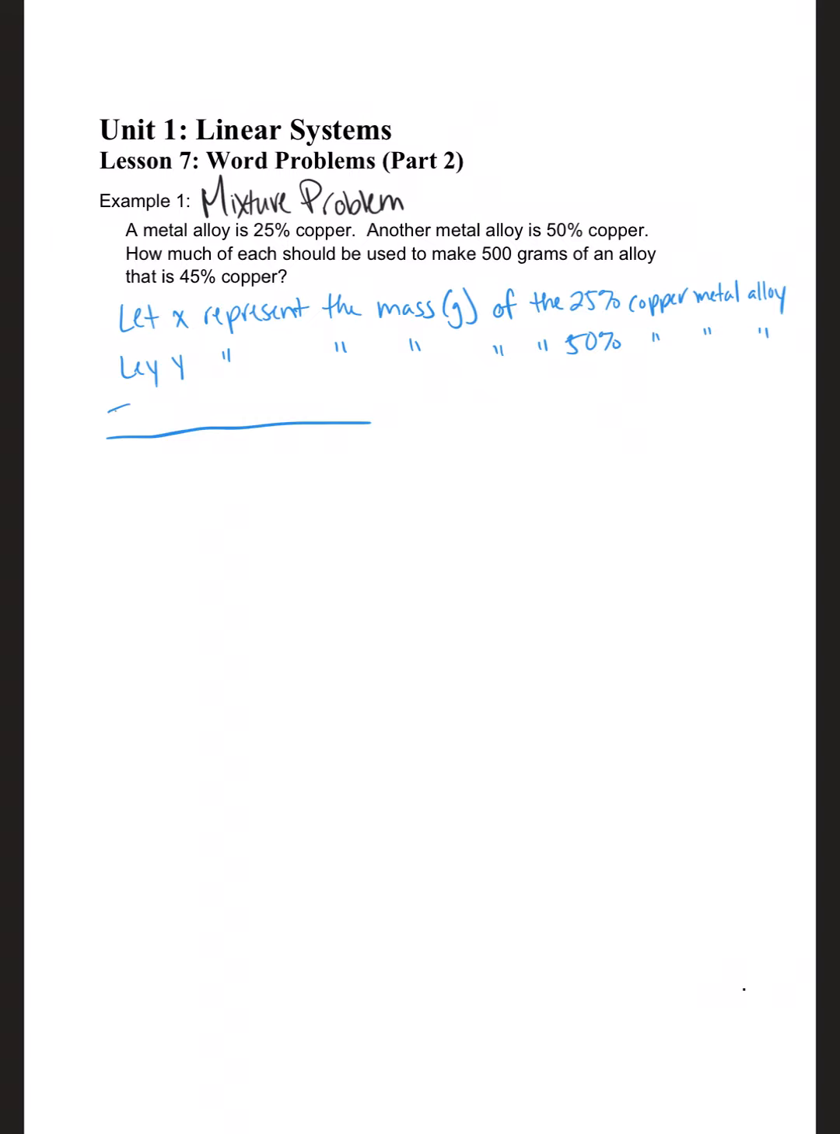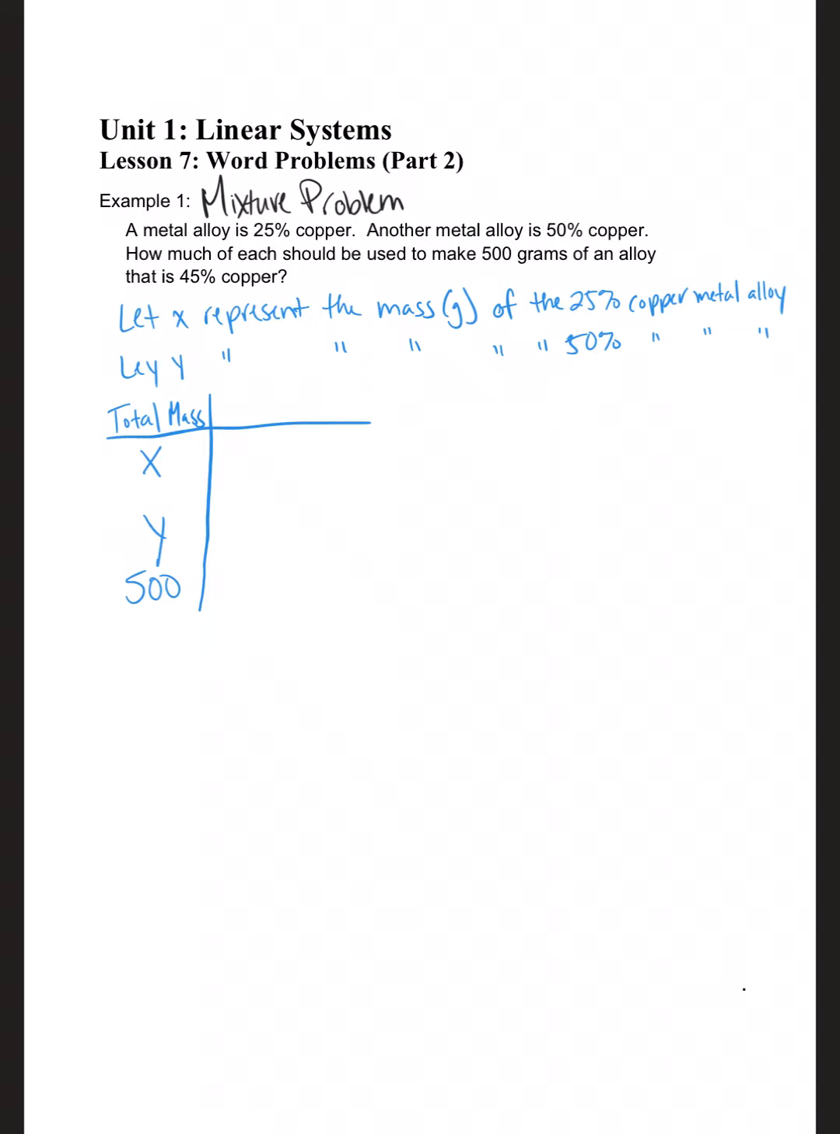Our first column will be our total mass. We know how much our mass is going to be when we mix those two together. So we have to figure out how much of X and how much of Y we're going to need to make 500 grams. So our total mass is going to have X, we're going to have Y, and then we mix it to equal 500 grams.